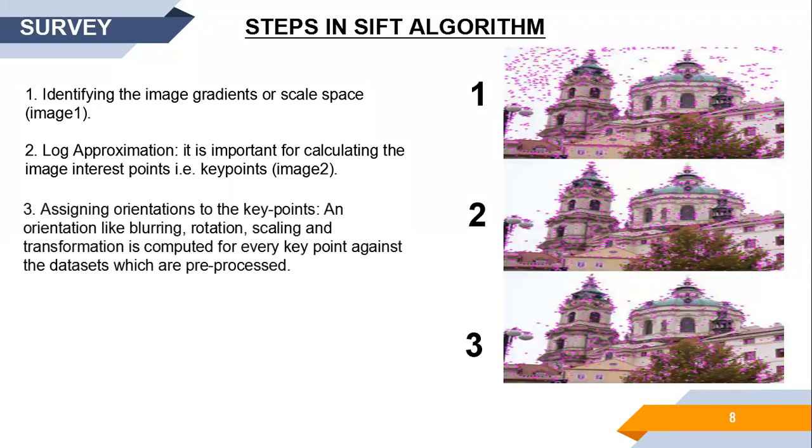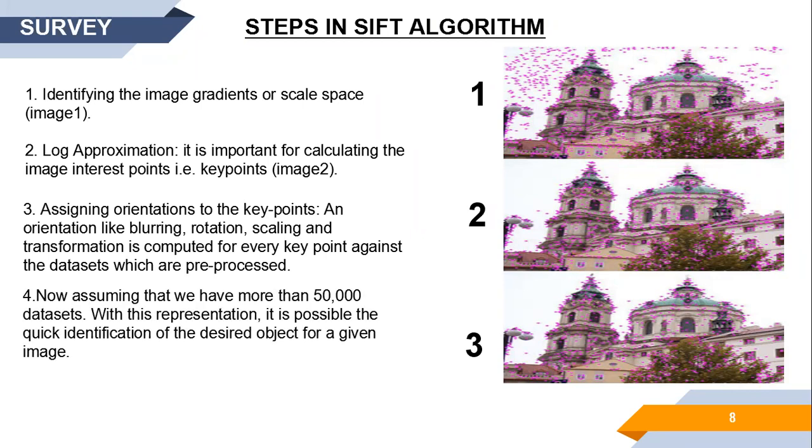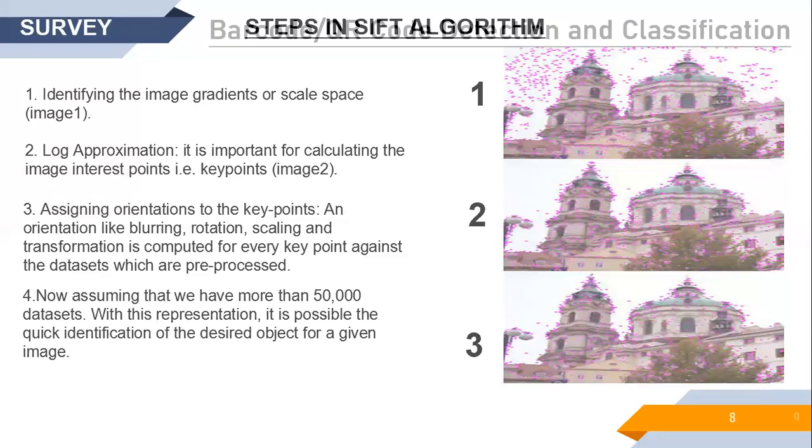Next one is converting into a key point descriptor. An orientation like blurring, rotation, scaling, and transformation is computed for every key point against the data sets which are pre-processed. The fourth point is, if we rotate and blur the image and take pictures at different angles, we can have more than 50,000 data sets. With this representation, it is possible to quickly identify the desired object for a given image. So in step 3, it produces the given output.